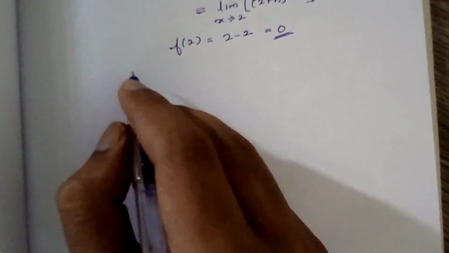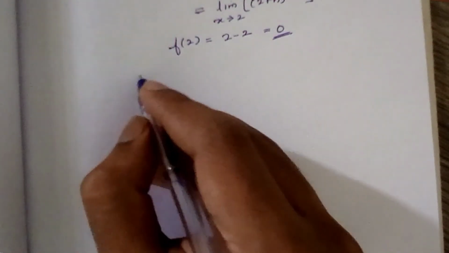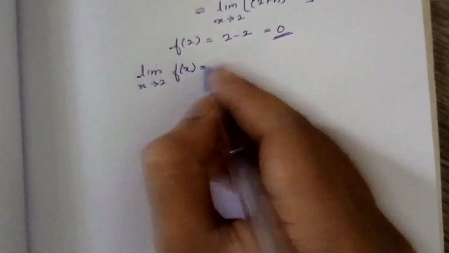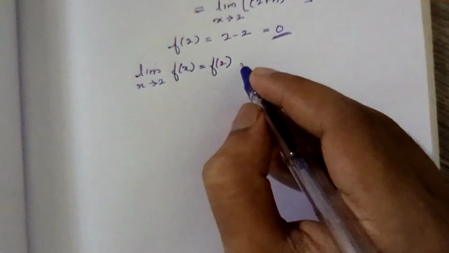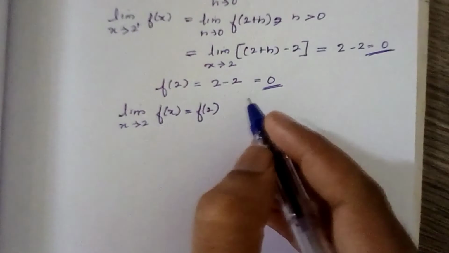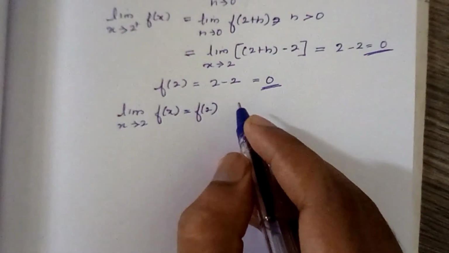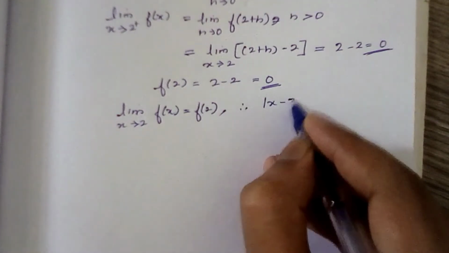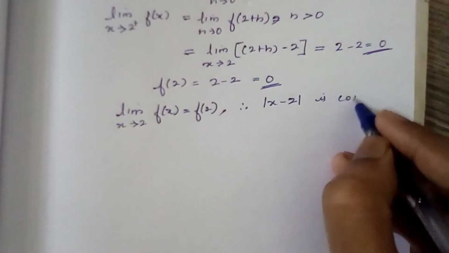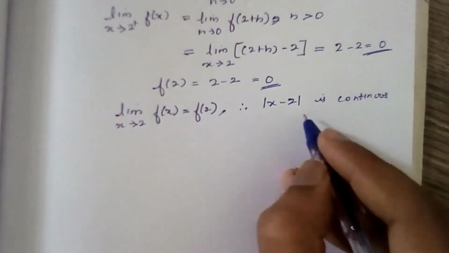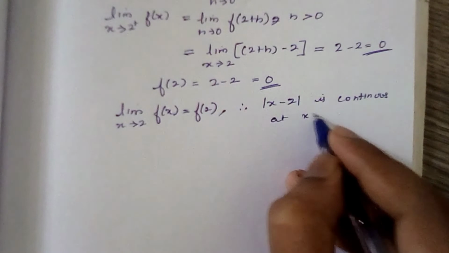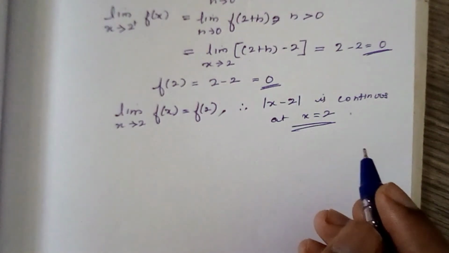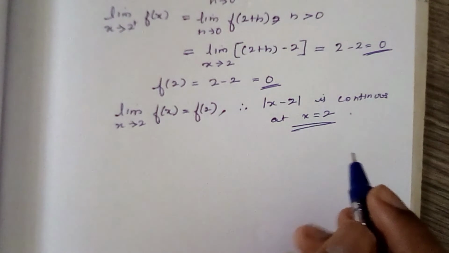From 1, 2 and 3, we can say that limit x tends to 2 of f of x equals f of 2. Therefore we can say mod x minus 2 is continuous at x equals 2. After considering the above results, we state below some properties of continuous functions.